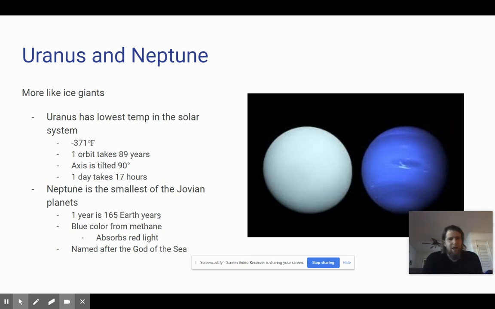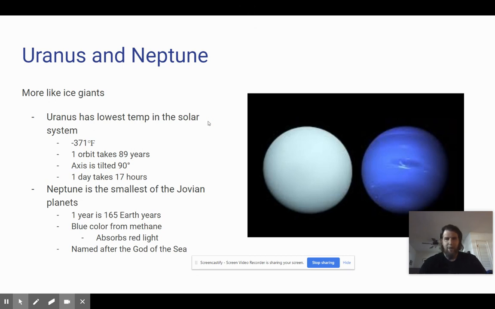So Neptune is the smallest of the Jovian planets out there. One year there is 165 Earth years. So it takes a long time for it to go all the way around the outside. And it absorbs red light, which is why it gives off that blue color. So it's absorbing all the red color, giving off the blue color, and it gives us an idea of distance, which we'll get to in later lectures. But Neptune is the god of the sea, so it makes sense why they called this planet Neptune, with it being so bright blue, almost looking like a giant ocean out there.